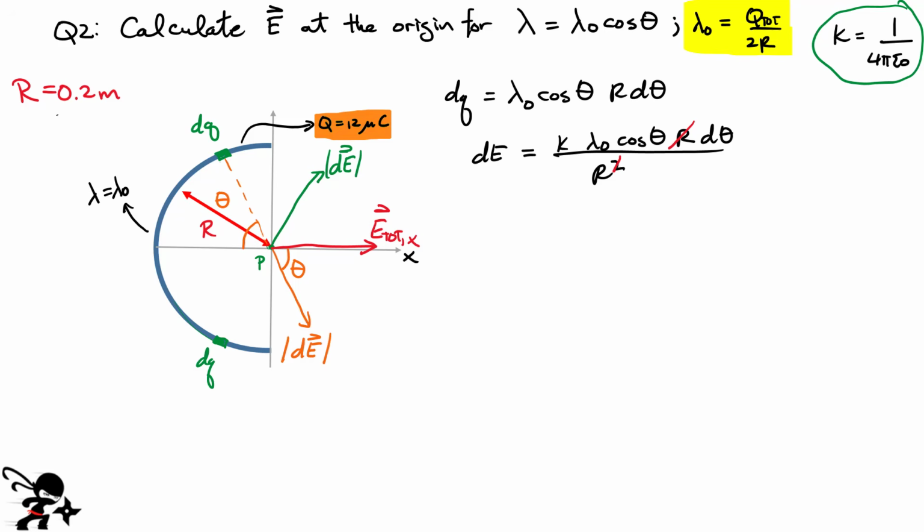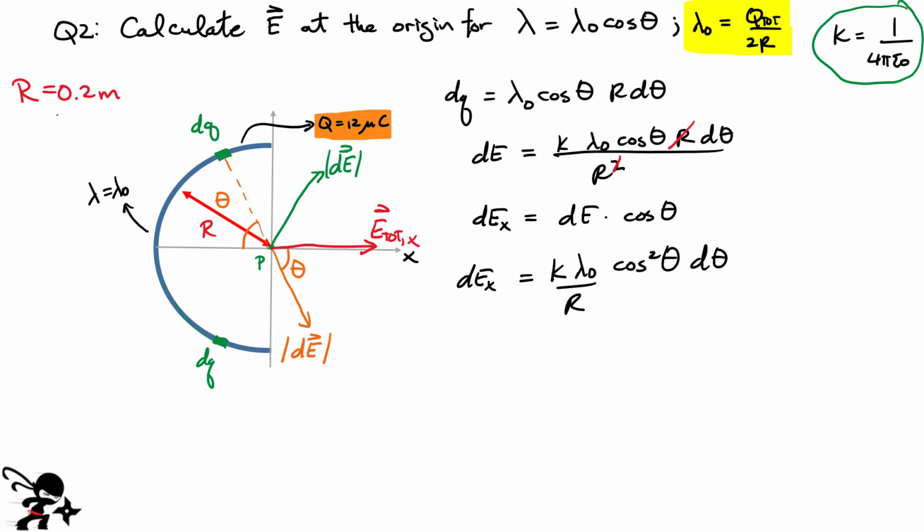Now I have to use the symmetry again, so I really want only the x component of these fields. That's simply dE multiplied by cosine of theta again. Now when I group both of those, if I substitute this expression into the expression for dEx, what I end up getting is k lambda 0, and look here, I get a cos squared. That's what makes this problem a little bit different. And again, that's divided by the radius. So this is the little bit of field in the x direction produced by a little bit of charge dq.